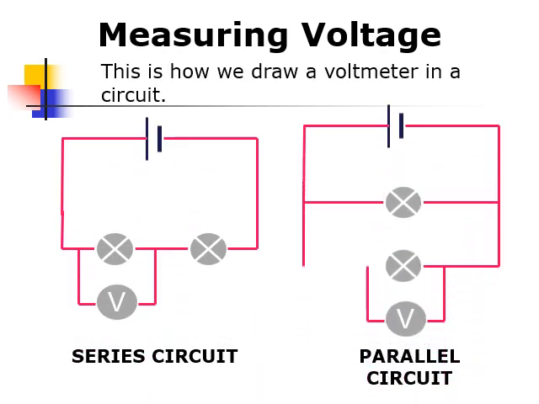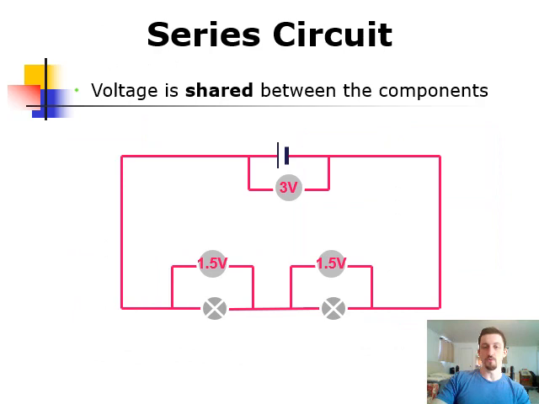Alright, so on the last slide we were talking about measuring voltage, and I mentioned that you draw a voltmeter across components. Now we're actually going to look at what that looks like in a circuit diagram. For the series circuit on the left, we draw this voltmeter in parallel to one of the light bulbs, and that would give us the voltage across that light bulb, or the potential difference across that light bulb. On the parallel circuit, you do the same thing. You just connect it going across, in parallel with one of the light bulbs, and that's going to give you the voltage across that light bulb. Alright, now we're going to look at what the voltage would look like throughout a series circuit.